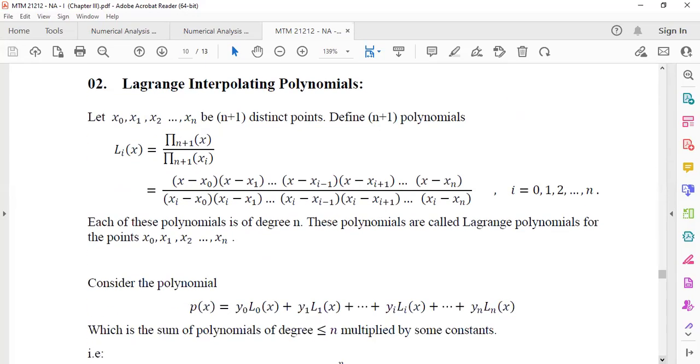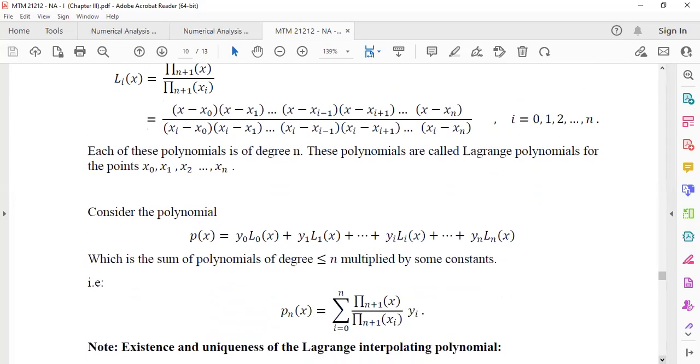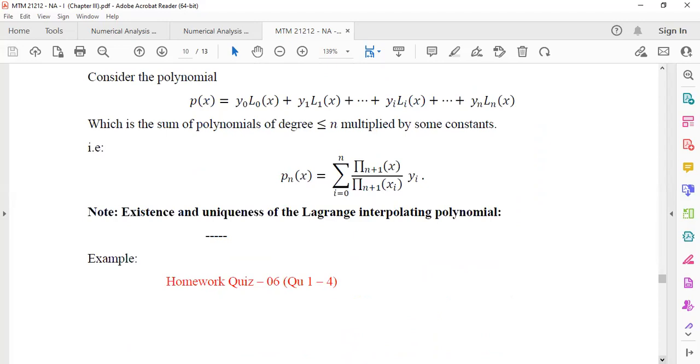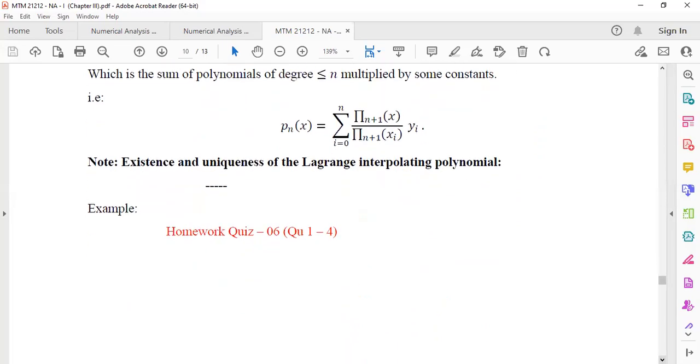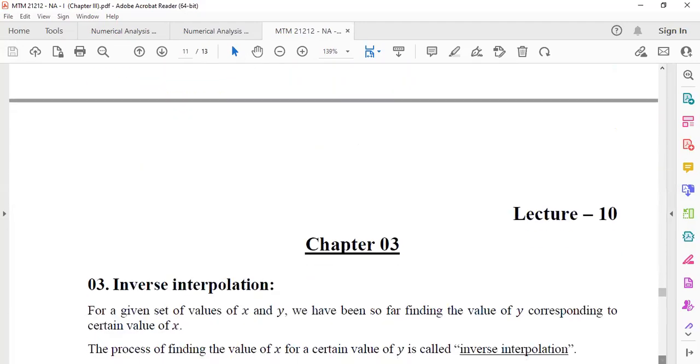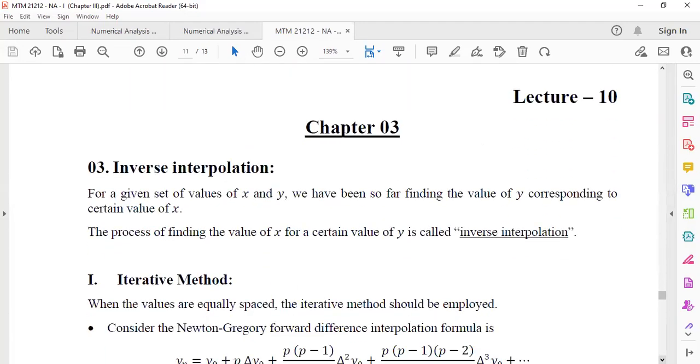So in our last lecture, we went through the Lagrangian, as well as some notes around the uniqueness problem. And I also explained one question, I guess. All the rest of the questions are your homework quizzes, which were in homework quiz number 6. I have sent you all these notes as well as the homework quiz, so you can go through that one. Also, we have started our inverse interpolation.